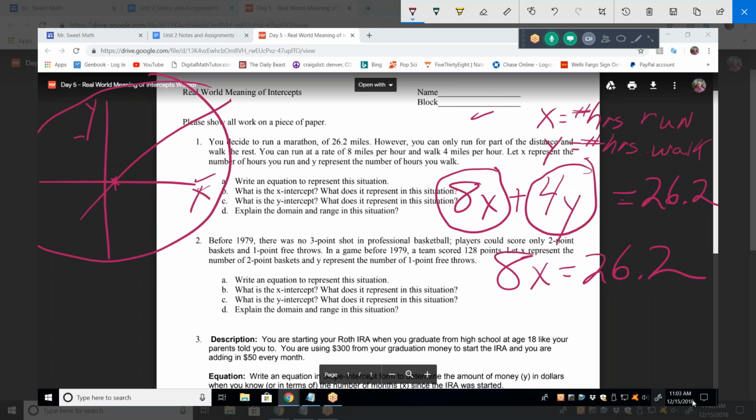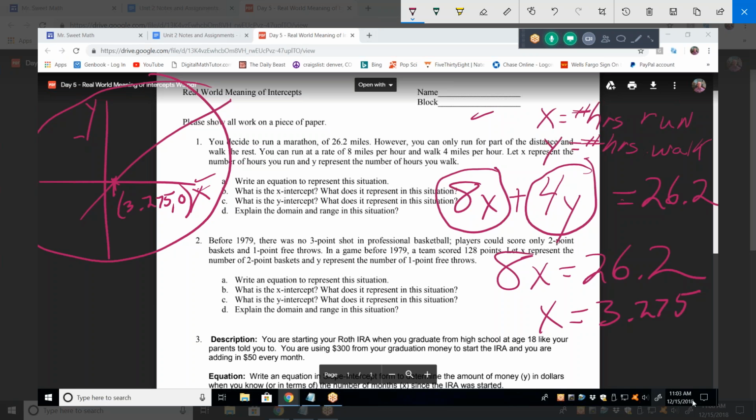Then 3.275. Okay, so 3.275 is the x-intercept. That's what that point is right there. 3.275 comma 0, right? Because the y-coordinate is 0. Okay, what does it represent in this situation?